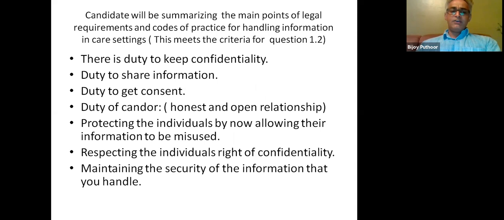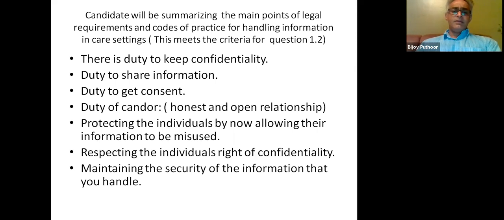The third one is duty of candor. Duty of candor is Regulation 20 of Fundamental Standards 2014, and it says about honest and open relationship with other parties who are involved in the care and support. So they expect you to have an honest and open relationship with the social workers, with the local authorities, with the Care Quality Commission, and other people involved in the person's care. This is really important for all of us, because if you fail on duty of candor, Care Quality Commission reserves the right to prosecute the organization before informing you.